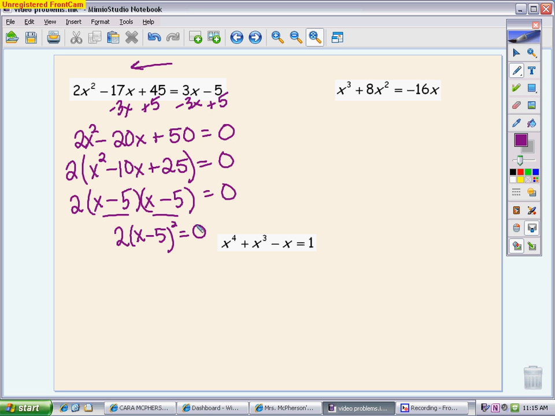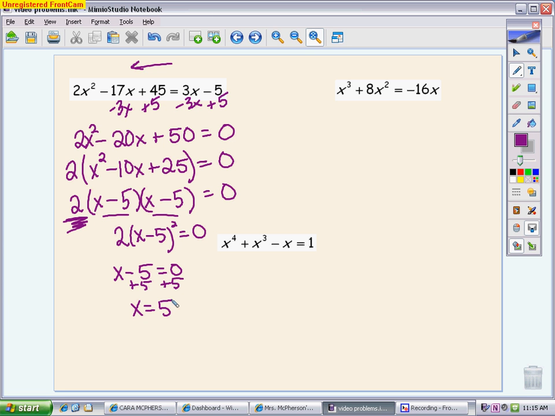When you go to get your solutions, what you'll notice is there's only one factor of x. This right here is just a constant. There's no x there, so we don't get an answer there. We have x minus 5, and we have the same x minus 5. I don't need to write it twice. I just need to figure out what makes x minus 5 equal to 0. So add 5 to both sides, and I get an answer of 5.